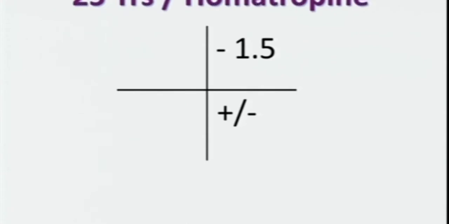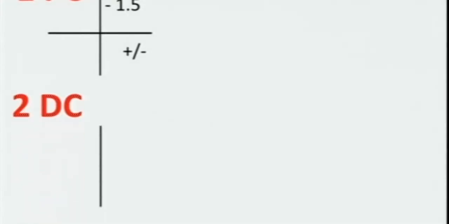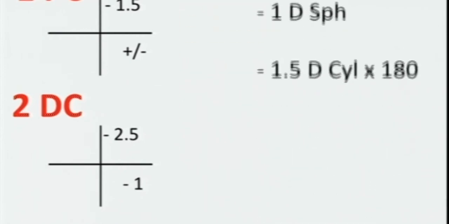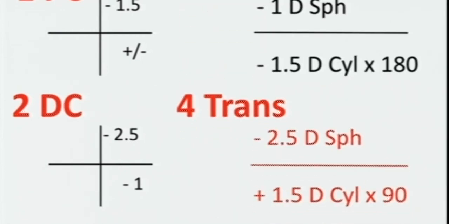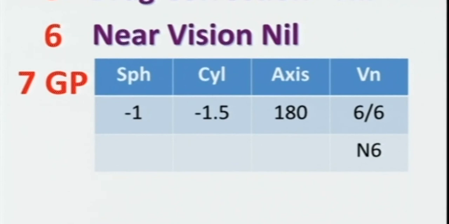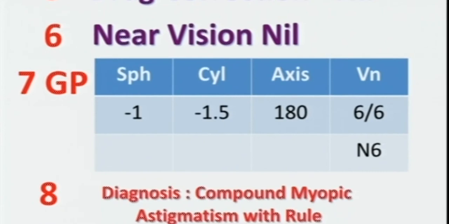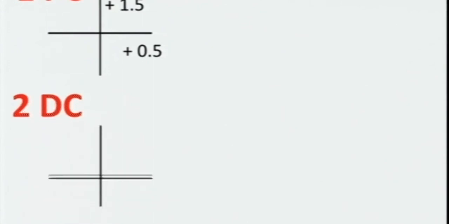So no drug correction. Why? What is the spherical? Minus. No drug correction for minus. Okay. No drug correction. Near vision, 27 years, nothing. So GP will be like this. Minus 1.5 at 180, 6/6. And no near vision correction, isn't it? Is this okay? What is the diagnosis? Compound myopic astigmatism. With or against? With the rule. That's all. This is that. Okay. You got that. So, I'll skip this.